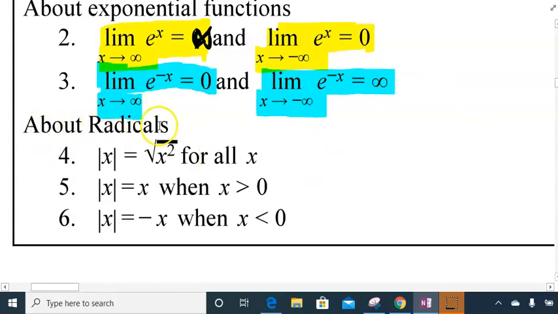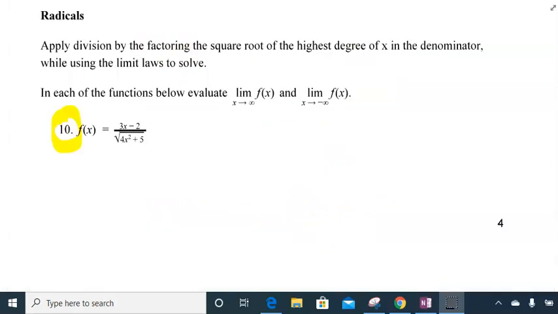We're also going to talk about radicals. And here are some facts that you need to know. The absolute value of x is equal to the square root of x squared for all x. The absolute value of x is equal to x when x is greater than 0. The absolute value of x is equal to negative x when x is less than 0. So let's look at some examples.